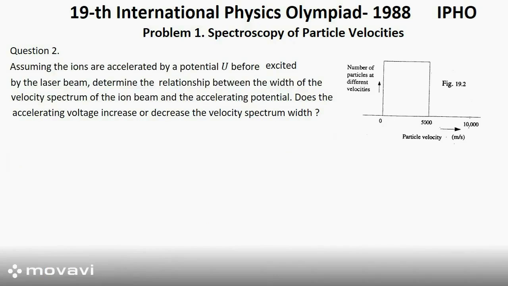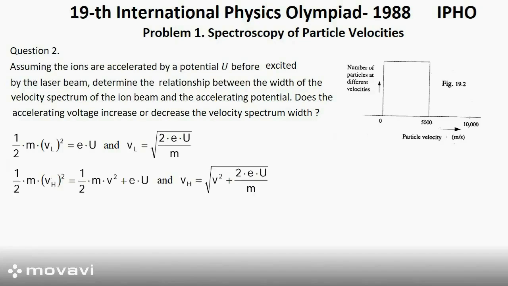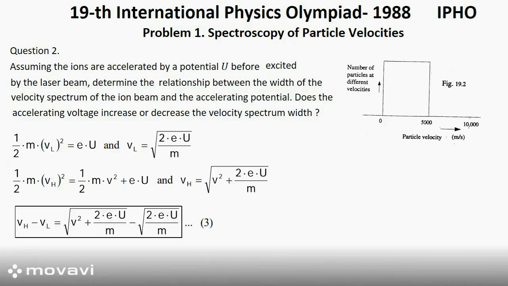Question 2. When acceleration voltage is used, we have the lowest limit of the kinetic energy of ions, 1/2 m vL square, which is equal to the charge of the electron, e, multiplied by U, and vL equals the square root of 2U over m. The highest limit of the kinetic energy of ions, 1/2 m vH square, is equal to 1/2 m v square plus the charge of the electron e multiplied by U, and vH equals the square root of v square plus 2U over m. The spectrum width of the velocity spectrum vH minus vL equals expression 3.